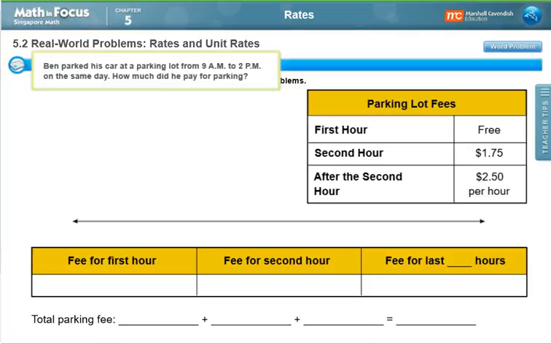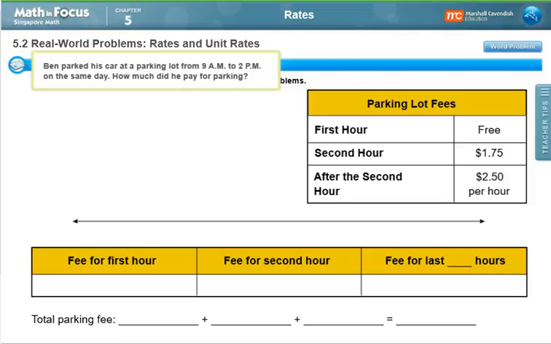Now I have Ben. Ben parks his car in a parking garage, and he parks there from 9 a.m. until 2 p.m. on the same day, and we want to know how much he pays for parking. Recognize that that's the sign that we see pulling into the parking garage. The first hour is free. Second hour is $1.75, and after that second hour, the price goes up to $2.50 per hour.